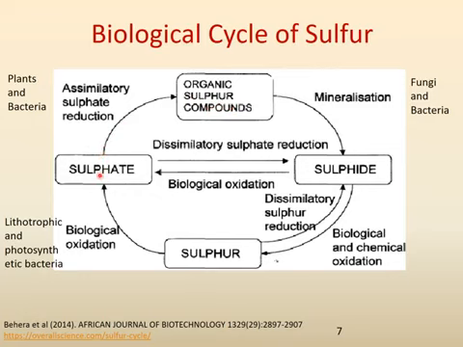In coming slides, we will see in detail how plants assimilate this sulfate obtained from soil into organic sulfur compounds. These organic sulfur compounds can be mineralized by fungi and bacteria into sulfide. This sulfide in turn is again converted into sulfate via biological oxidation. The sulfide can also be obtained from dissimilatory reduction of sulfate and sulfur respectively.